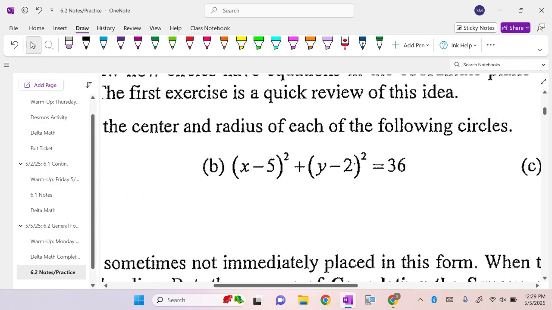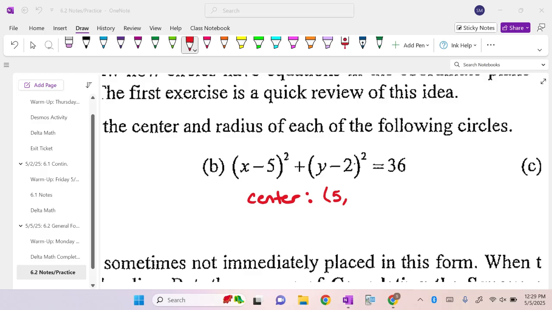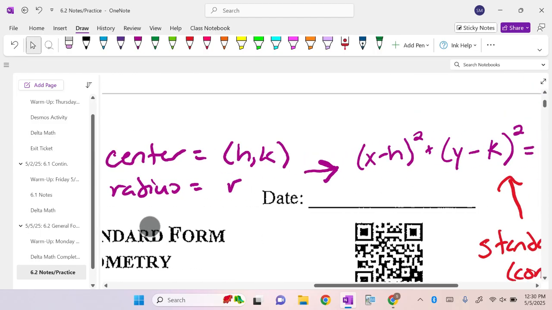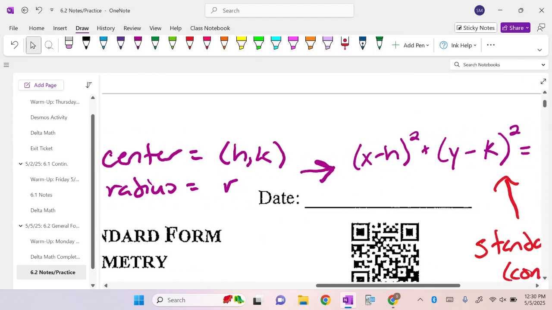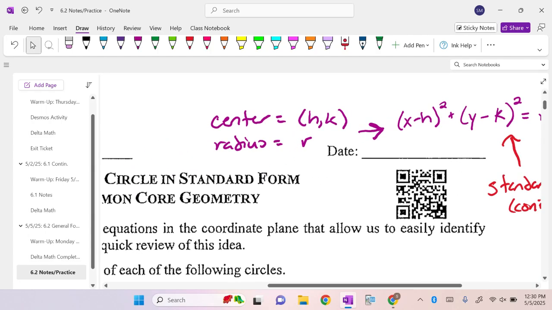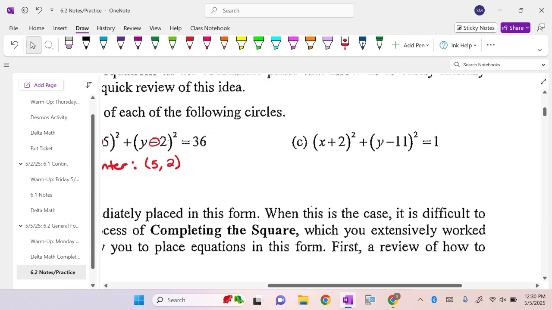All right. What about letter B? What would my center point be? (5, 2). Now, why is it (5, 2) and not (negative 5, negative 2)? Right, we're supposed to flip these signs. Because remember, the minuses are in the formula for the equation of a circle. So the only way that these minuses become pluses is if our h or k value is negative. Otherwise they're just positive, so they keep the minuses. So we have to flip the signs.